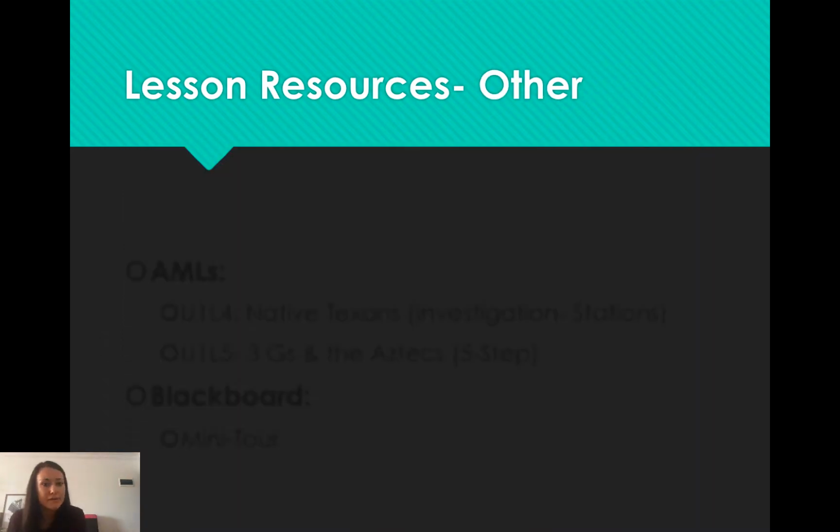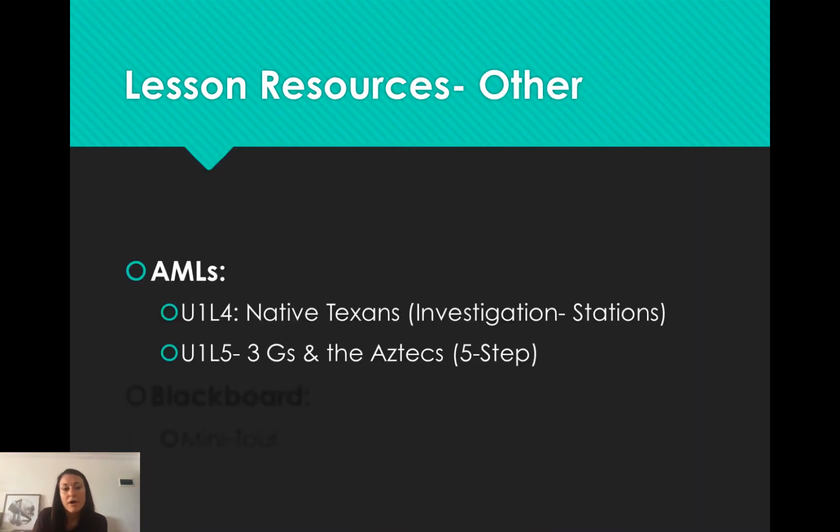And just a couple of other resources are also available. We have annotated model lessons for 2 lessons in this unit. The first one being lesson 4, which is all about the native Texan groups. That will be an investigation lesson in the style of stations. I love stations. I think that they're one of my favorite things ever because I get to be a facilitator, I get to be a questioner, but students really carry the bulk of the thinking, and I love that. So if you ever need help with stations, I'm your gal.